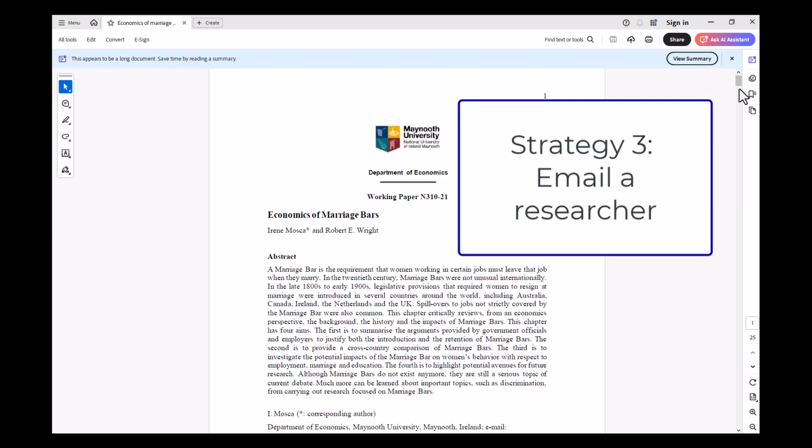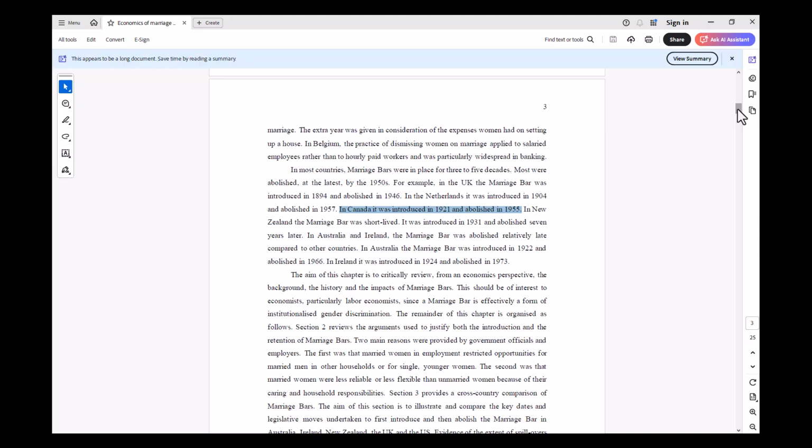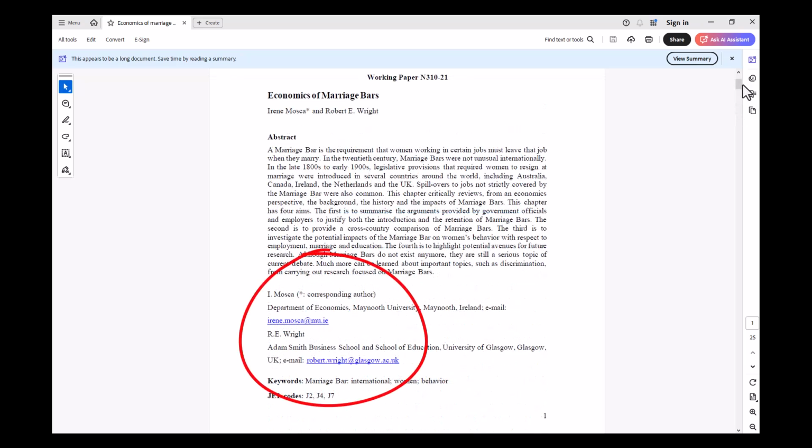Strategy 3 is to email researchers directly about their sources. For example, the initial online search identified the paper Economics of Marriage Bars by Irene Mosca and Robert E. Wright. The authors do not cite the source of their information about the Canadian marriage bar. They do, however, share their email addresses.